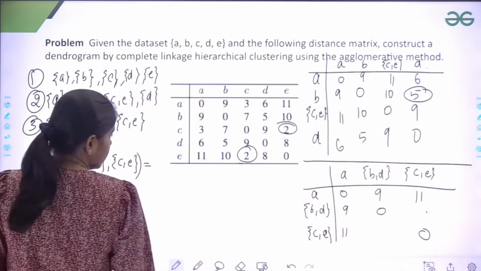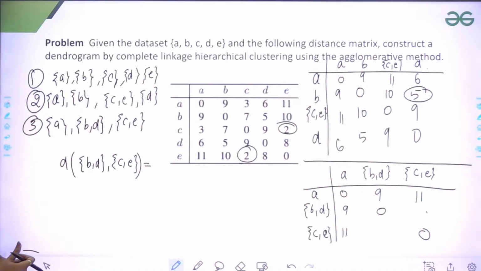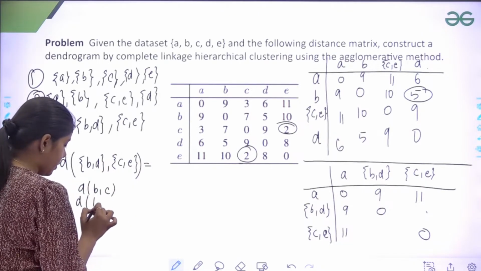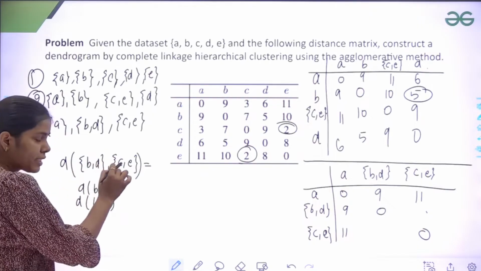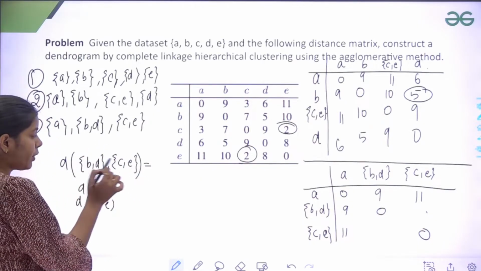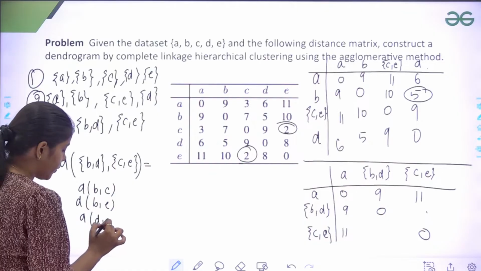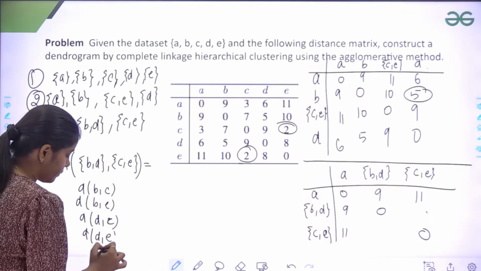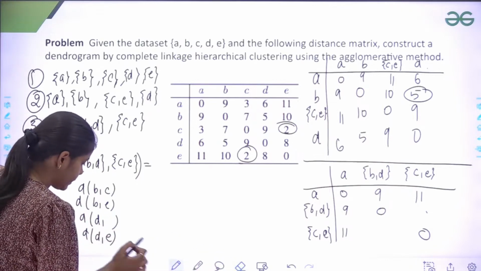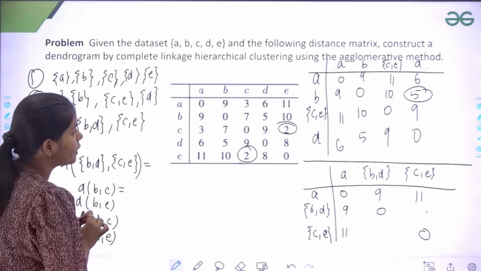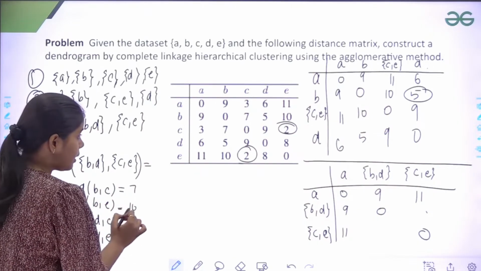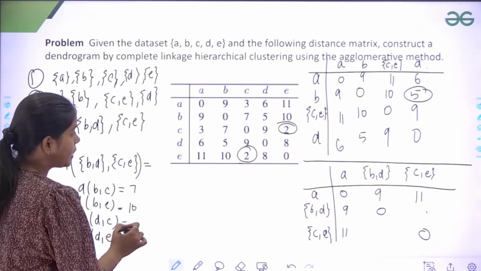Let me check. Are we getting 6? Let me see. So that means I have to find out distance of B comma C here. Distance of B comma E. That means this point B, distance with C and E, and distance of D point with C and E again. Distance of D point with C and distance of D point with E. That is C. Right? So what is distance of B with C? That is 7. Distance of B with E is 10. Distance of D with C is 5.